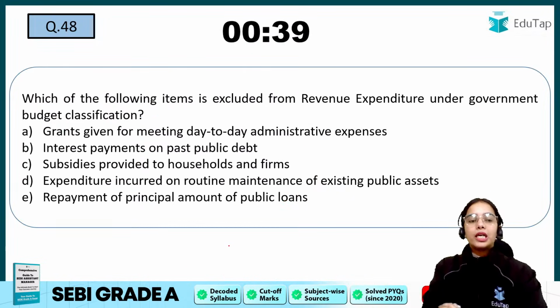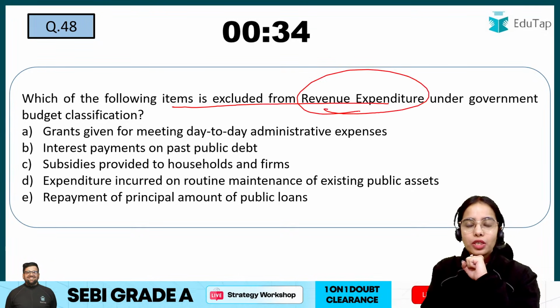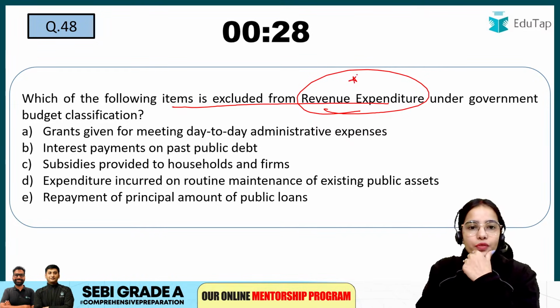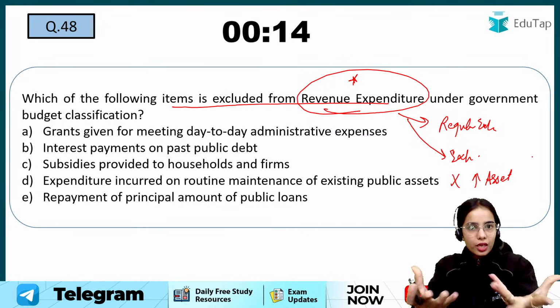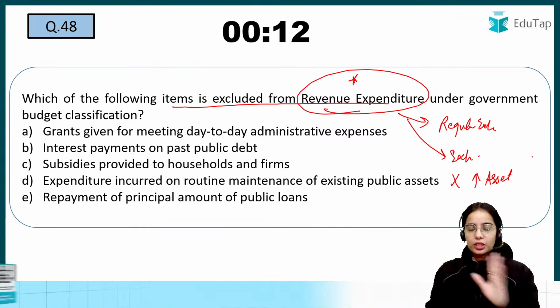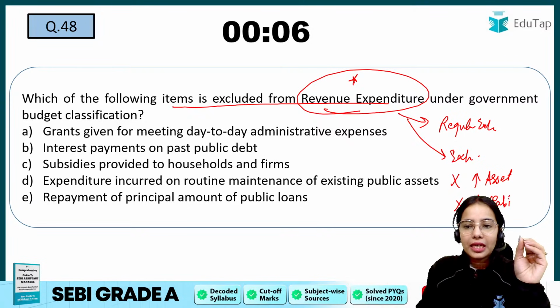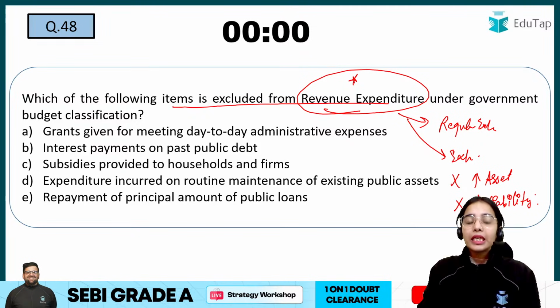revenue deficit. Now coming to the question, which of the following items is excluded from revenue expenditure under government budget classification? So this you have to answer. Revenue expenditure is the regular expenditure of the government, or the expenditure that is not creating any asset. So government is spending the money, but no asset is being created for the government or the country, or no liability of the government is getting reduced.